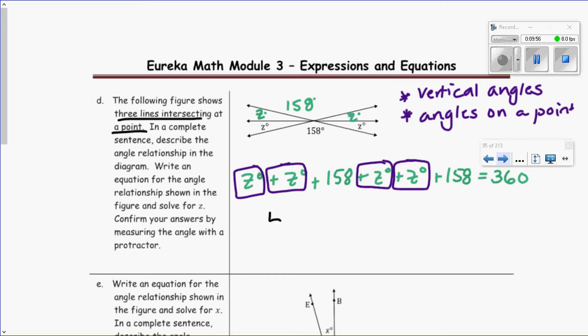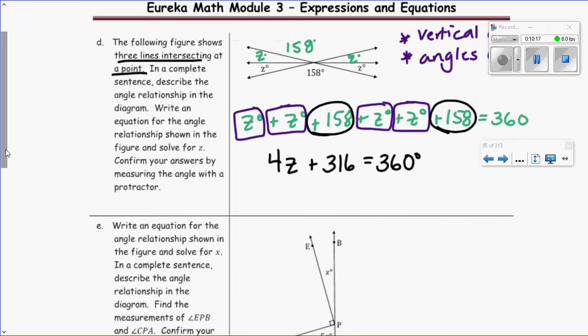That would be 4z. And then we have a positive 158 and another positive 158. If you add those two together, they're both positive, so it's always going to be positive. You want to try this on your own. 316. Okay, and it's still equal to 360 degrees. Well, that's kind of interesting because 316 isn't that far away from 360. So there's not going to be a whole lot left when we get to the z's.